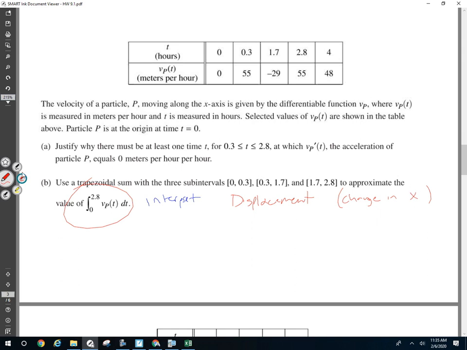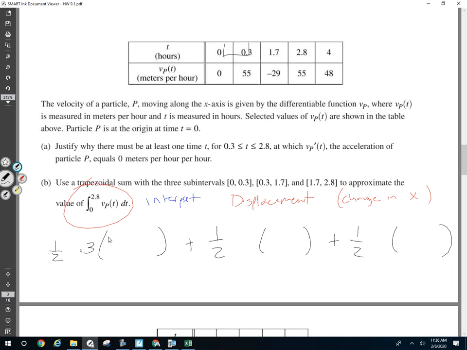Now, what I think is the easy part, that you have to be able to get, is doing the work. 1/2 base length, 0 to 0.3, the base length is 0.3, times your heights. That'd be your first trapezoid. Plus 1/2 your base length times your heights. Plus 1/2 your base length times your heights. That's it. The actual calculations aren't tricky if you just remember them. What's tricky is usually the interpretation and the use of it.